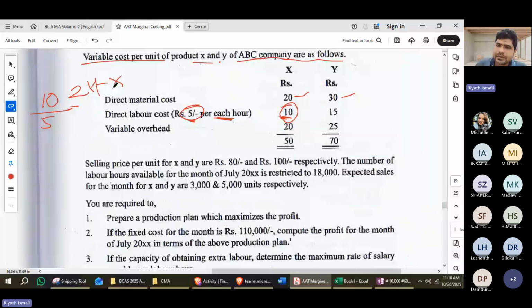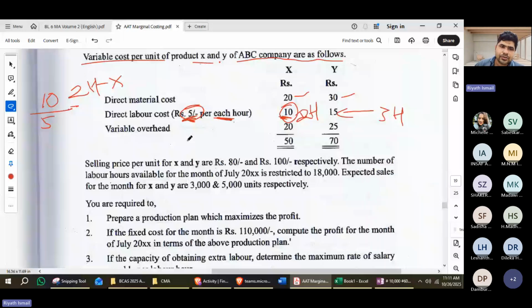How many hours does Y require per unit? 3 hours. 15 divided by 5, so it requires 3 hours. X requires 2 hours.